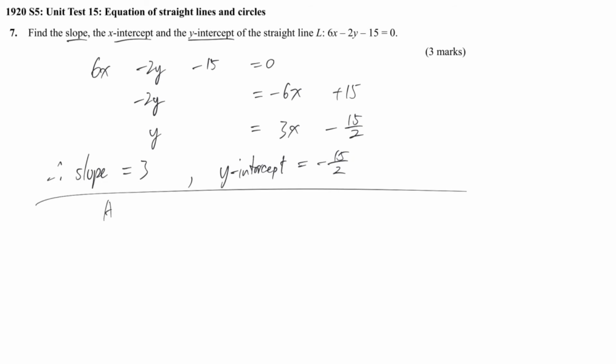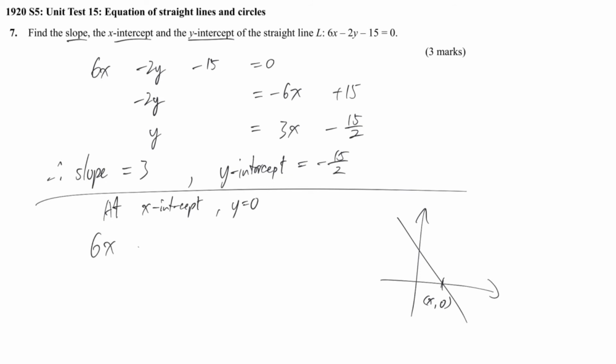Then we consider the x-intercept point. For any line, at the x-intercept point, we know that the height is 0. So we are finding the corresponding x in this situation. At the x-intercept point, we are talking about y equal to 0. So 6x minus 2 times 0 minus 15 equal to 0. You may also use slope-intercept form, but I just think that this is more convenient. So 6x is equal to 15, and then x is equal to 15 over 6.